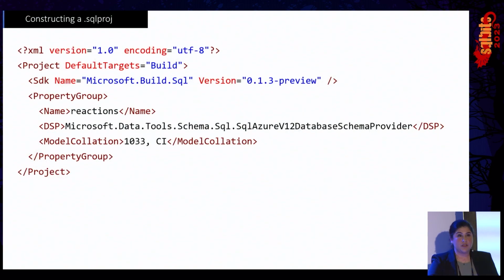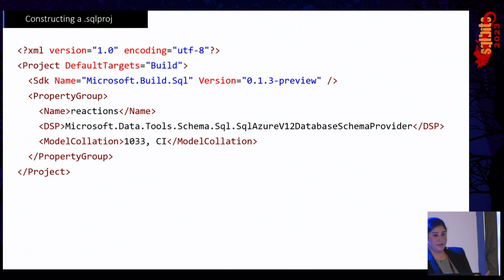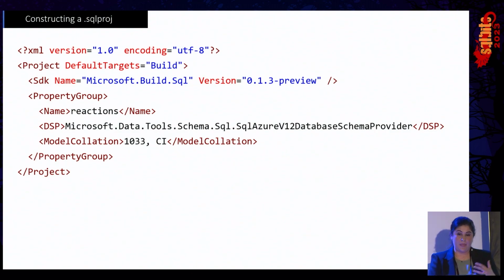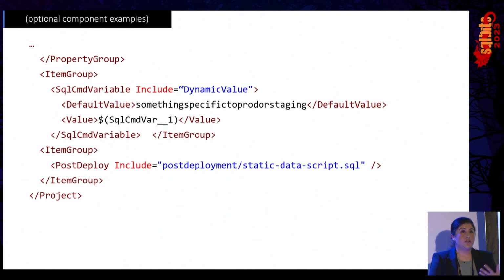Now, in terms of constructing a SQL project, this is a simple example. This is what it looks like. It talks about the version that you're building against, and it has certain properties. Some of the additional optional stuff that I briefly mentioned, PostScripts or prescript, there's an example of this. For example, in this case, I'm running a post deploy, a static data script.sql. So when I run that, that particular script will run independent of the rest of my database. So this is what it looks like.